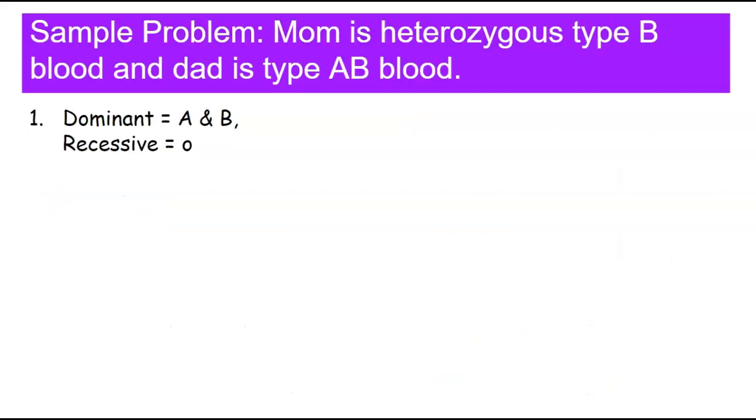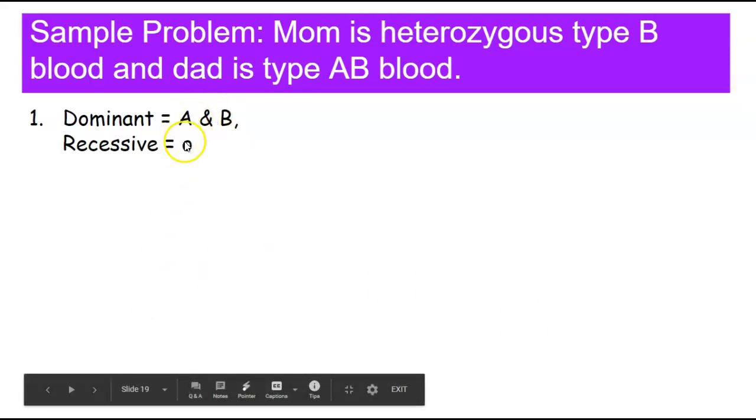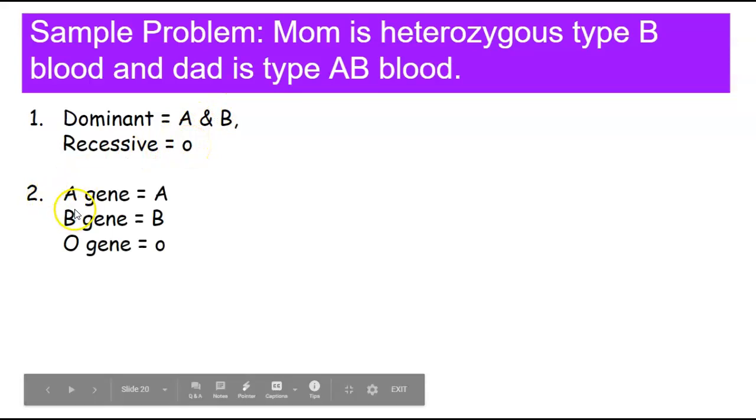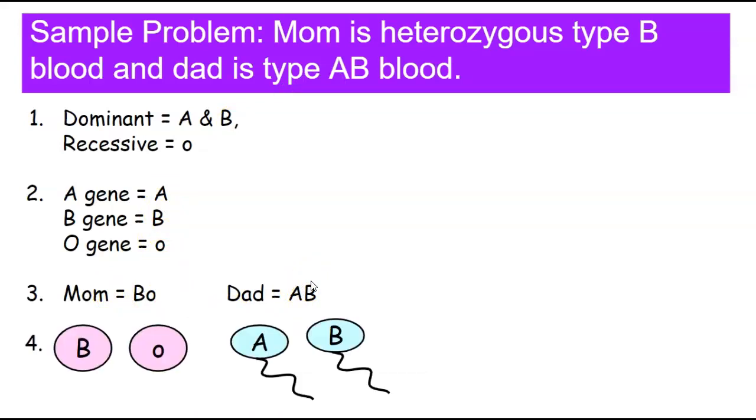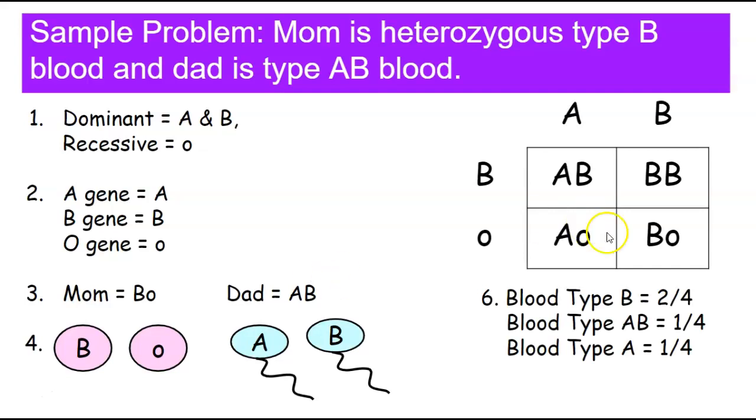All right, so mom is heterozygous type B, dad is type AB blood. So again, what's dominant? A and B. What's recessive? O. What's going to represent my A gene? The letter A. B gene, letter B. O gene, letter O. So heterozygous, remember that's 2 different. So if she's got type B and 2 different letters, she's going to have a B and an O. And dad is AB, so dad's going to be AB. Okay, so BO and AB. We put them into our sperm and egg, and then we put them in our Punnett square.